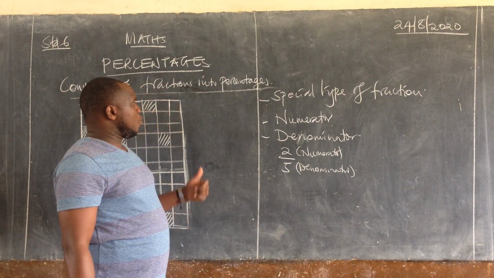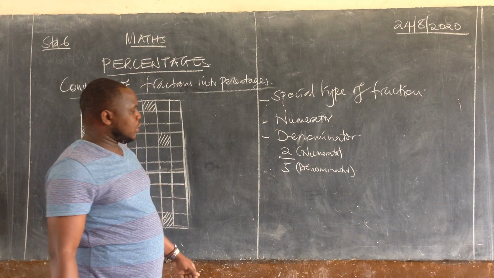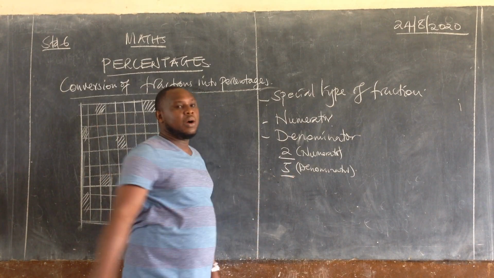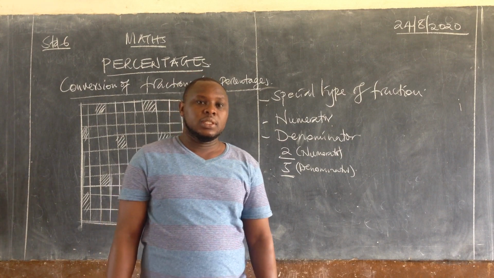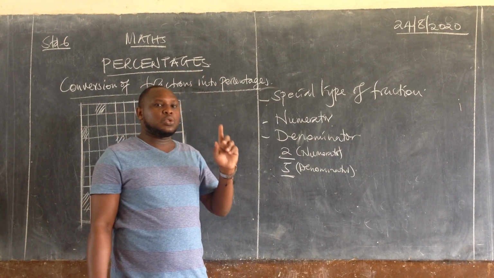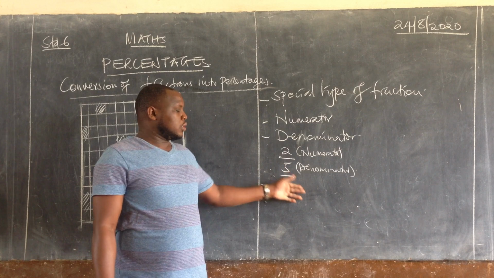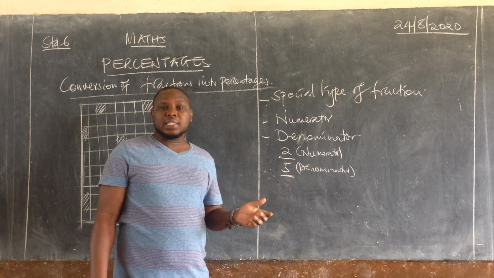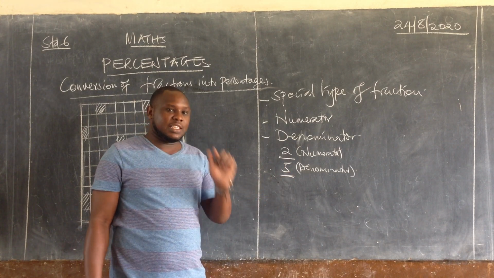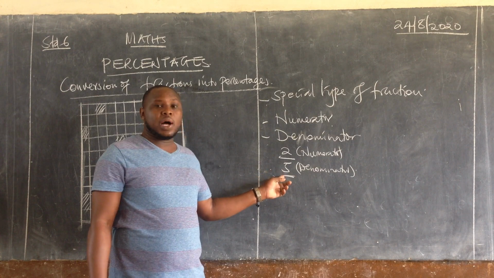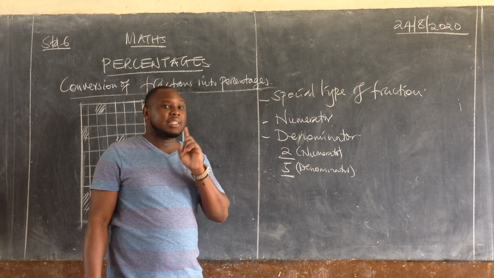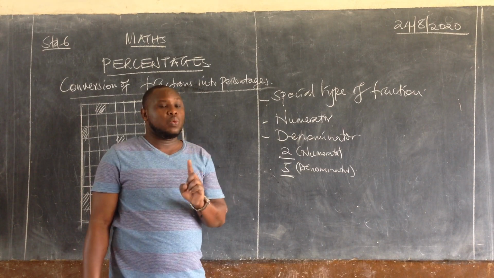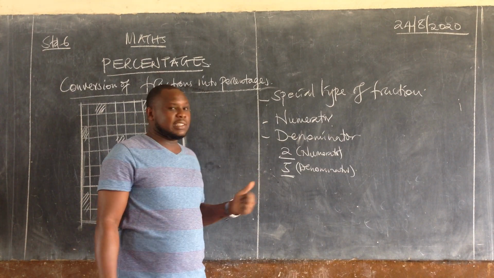Now if you look at what we call percentages, you realize that the lower number, which is the denominator, is always 100. Meaning that that's a special type of a fraction, because we cannot write anything else at the denominator. We can't write 1, we can't write 2, we can't write 5, we can't write 20, we can't write 99. We can only write 100.